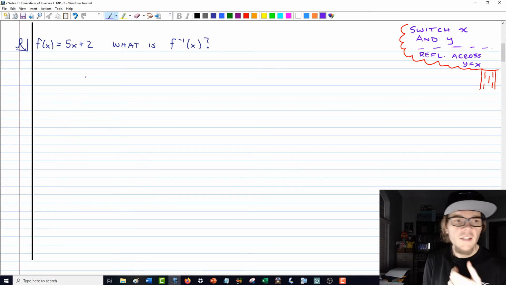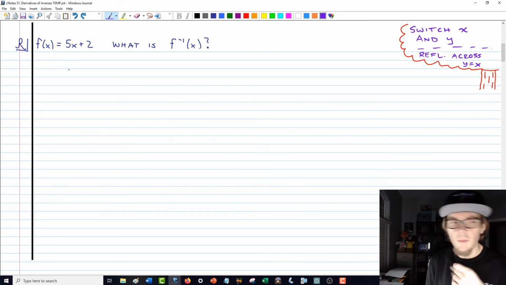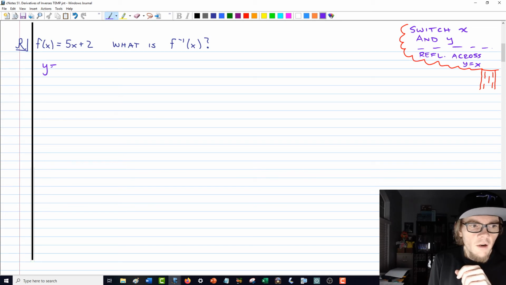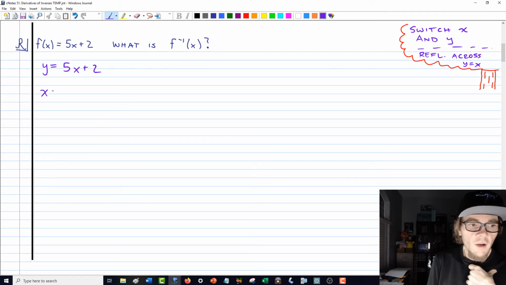So what would we do in this case if we want to find this function's inverse so that we can maybe talk about its derivative? It's going to be the plan here. Well, we'd first write our function, f of x equals 5x plus 2, as y equals 5x plus 2, because that would then allow us to switch x and y.